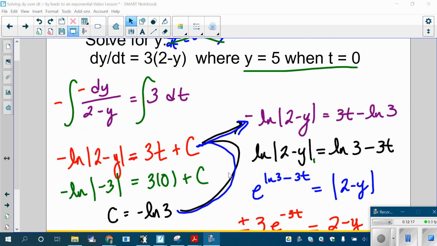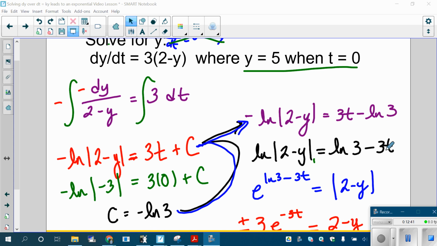Okay. I hope that wasn't too bad. So you should have separated the variables here. When you integrate both sides, you end up with this line. This is when you should plug in 0 for t and 5 for y and solve for the c. You get negative ln of 3. Plug that back in, and now we just have to go about getting y by itself.